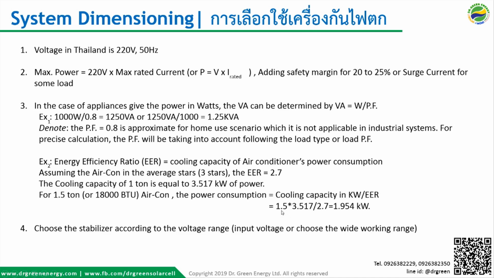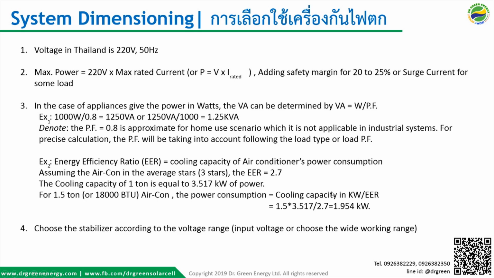So in this case, we can calculate very easily. We multiply 1.5 tons by 3.517 to convert 1.5 tons to kilowatt. Then we divide by the EER value, which in this case is 2.7. You can find this number from the label on your air conditioner. So the power consumption is equal to 1.954 kilowatt.